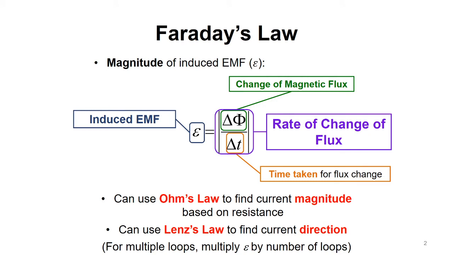This equation applies to a single loop. If you have multiple loops, then you just have to multiply this quantity by the number of loops. So if you have 10 loops, you'd multiply this ratio, the rate of change of flux, by 10.